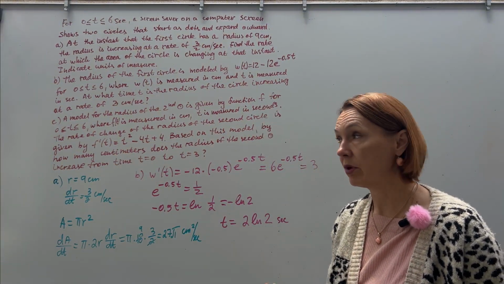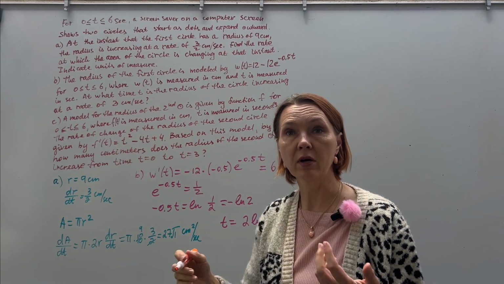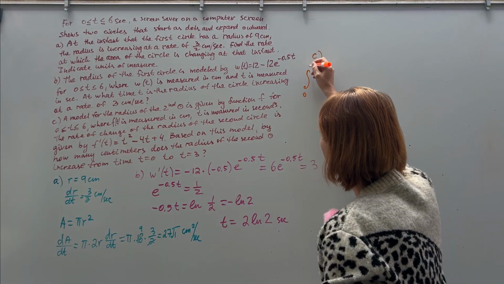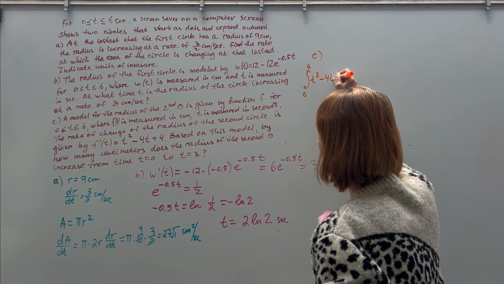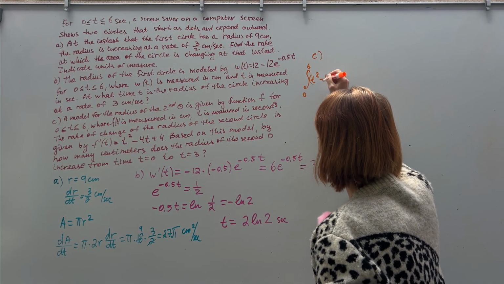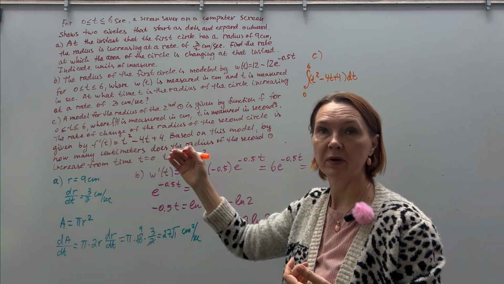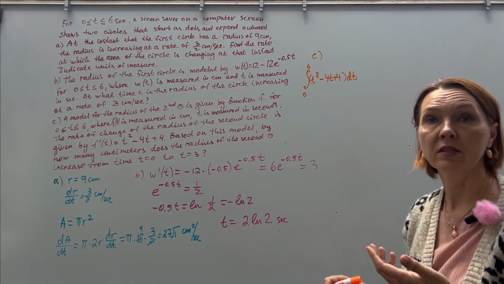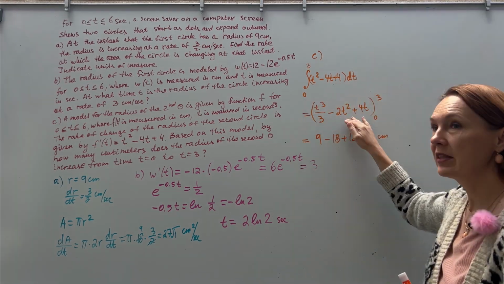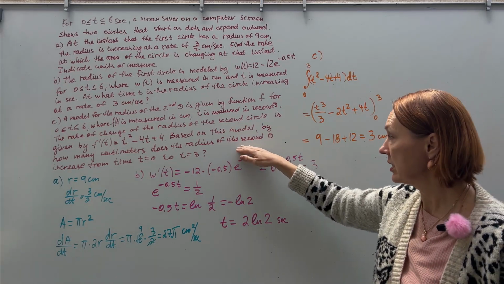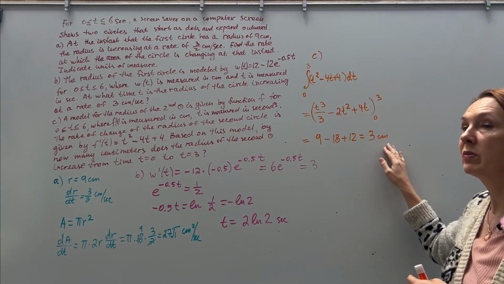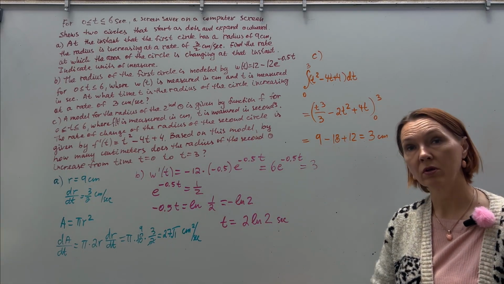So what do we do? We undo the derivative, aka we calculate the integral. The integral from 0 to 6 of t squared minus 4t plus 4. We anti-differentiate our f prime of t. This is, again, straightforward table integral. We calculate the antiderivative, we simplify, we get 3. So our answer is the radius of the second circle increases by 3 centimeters from 0 to 3 seconds.